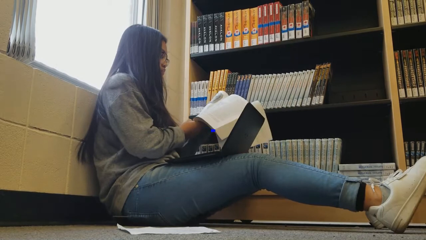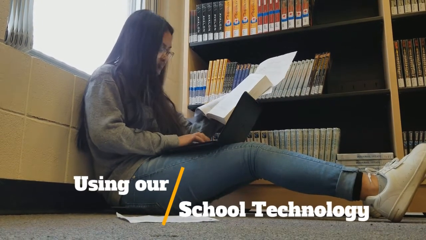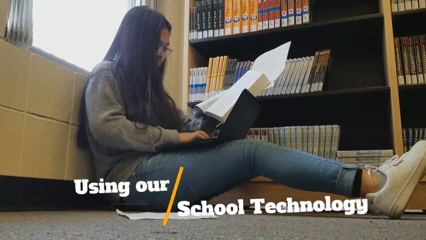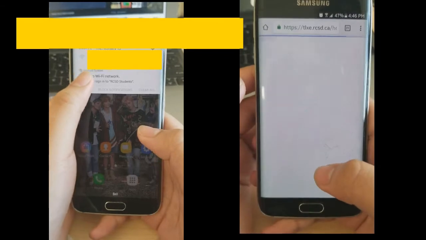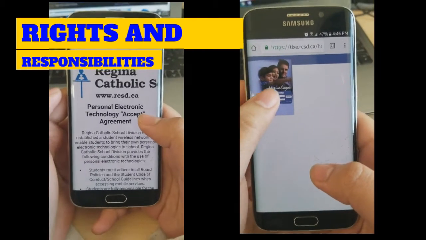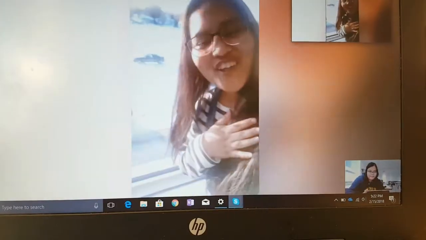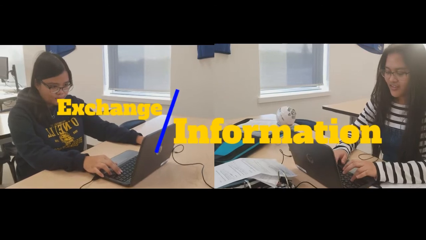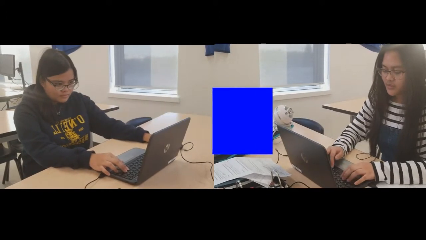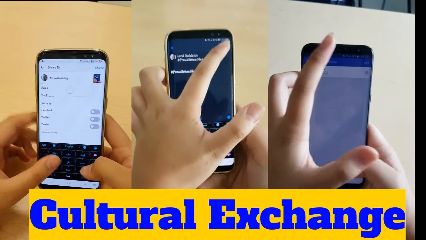Within our school, we examine the points in connecting towards using our school technology and understand the internet that we are part of, and also the influence of our digital way. Every student must know the rights and responsibilities in order for them to become a good digital citizen. A few of our classes have used Mystery Skype and Flipgrid to understand and exchange information about our own way of life, sharing our identity and having a cultural exchange.